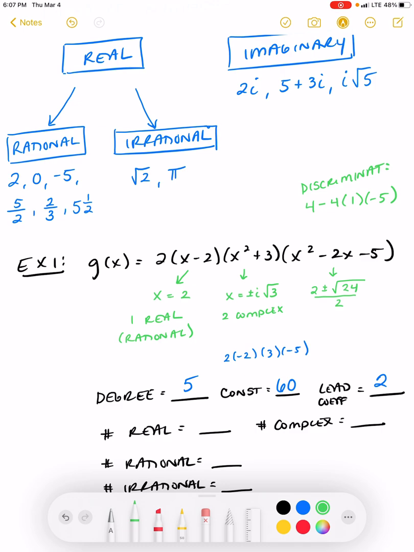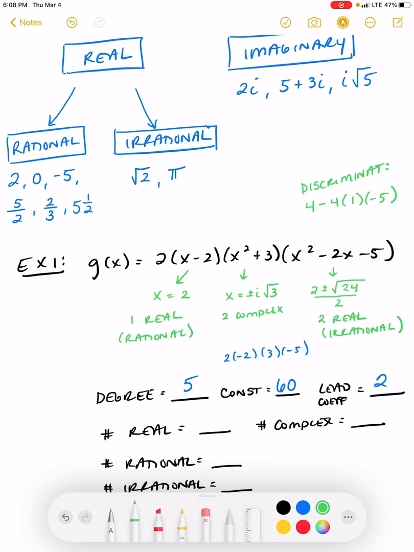So here's the thing, I don't need to simplify this because I don't need to say exactly what the roots are. But the fact that the discriminant is positive means that this factor is going to yield 2 real roots. And not only that, the fact that this 24 is not a perfect square tells me that these roots are going to have a radical, and it's going to be 2 irrational roots.